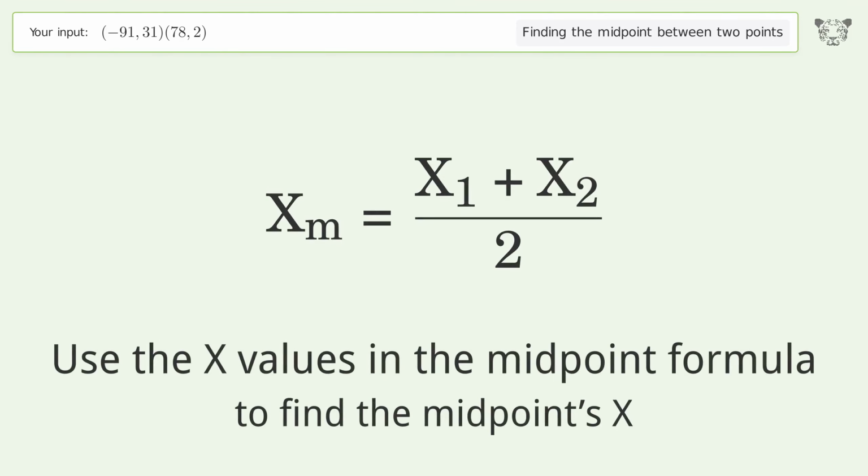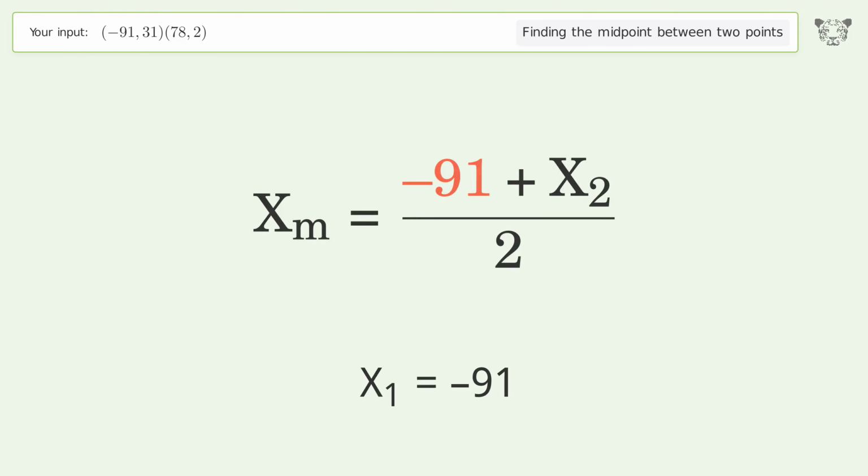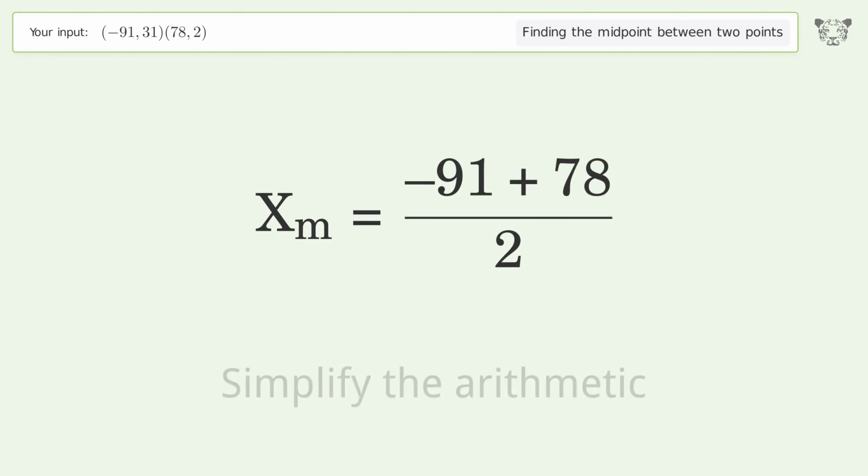Use the x values in the midpoint formula to find the midpoints x. x1 equals negative 91. x2 equals 78. Simplify the arithmetic.